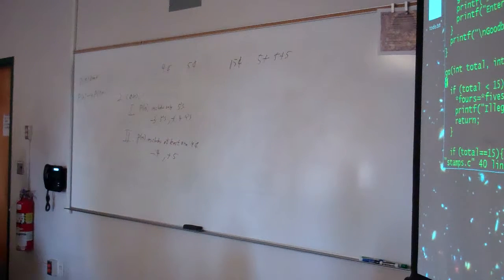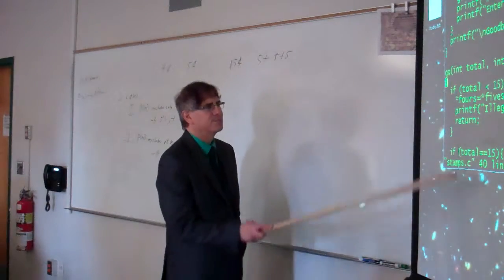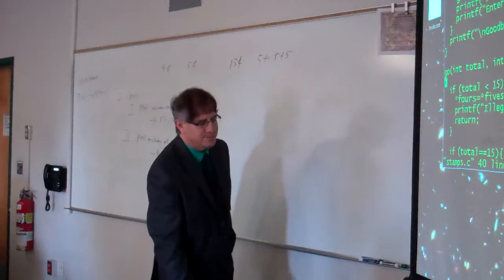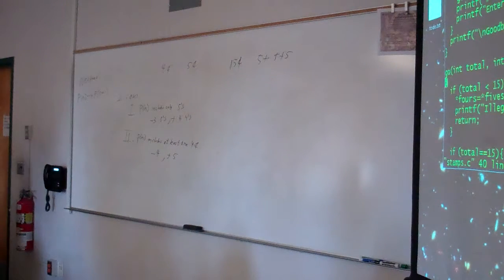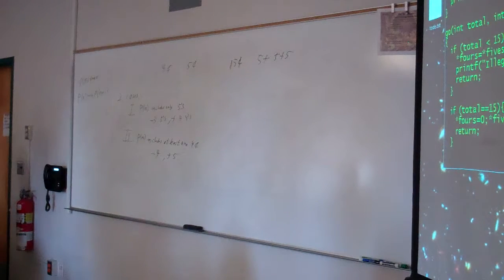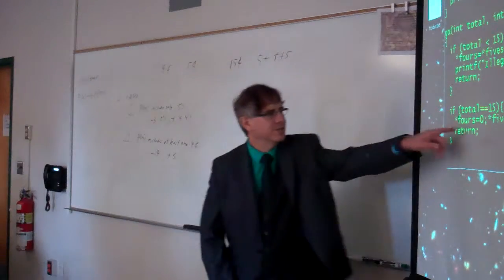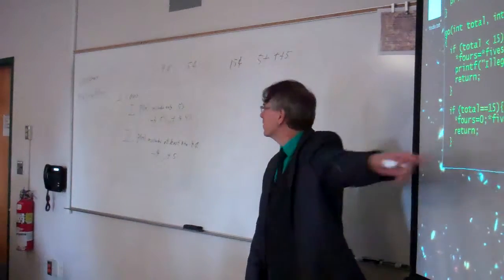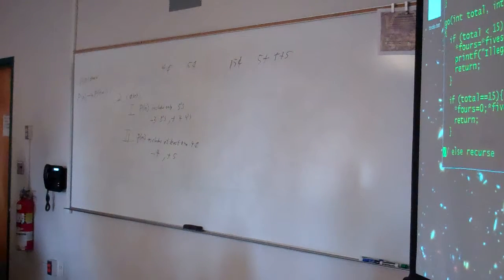Here's my go code. So if my total is less than 15, I'm going to print out an error message. And I'm setting my return value to 0 just because. So less than 15, that's not a valid case. My base case says if my total is 15, set the number of 4s to 0, set the number of 5s to 3. That's our solution that we know how to do.